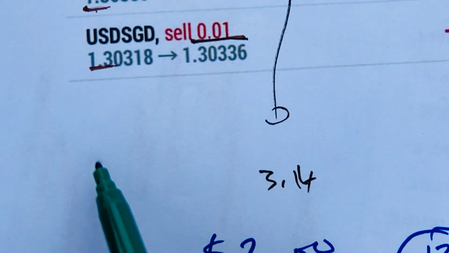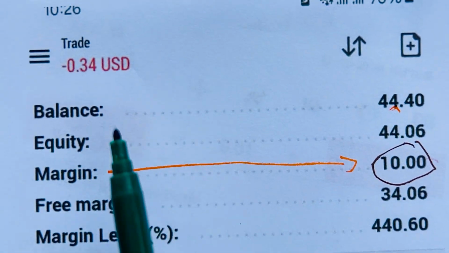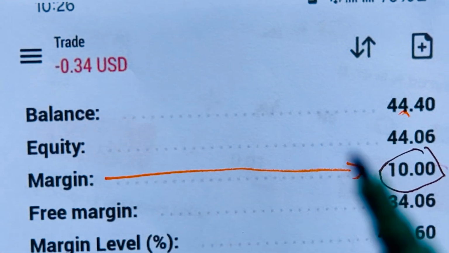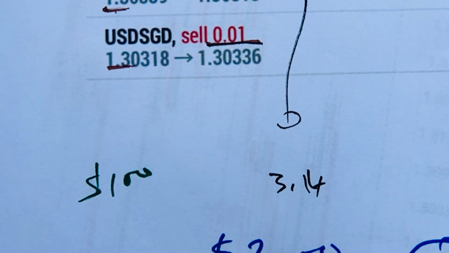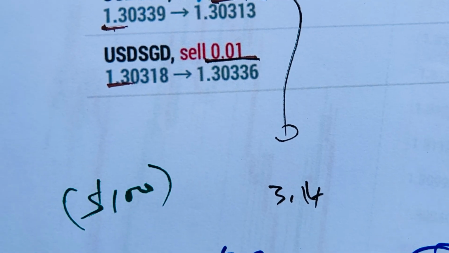Now, whenever we trade, we have a balance, which means in this case, let's say we have $100 as a balance. If we look here, this is the balance that we have here. We have $44.40. Why is it in dollars? Because the account base is in dollars. Now, if you have $100, and the risk, how do you determine a risk?